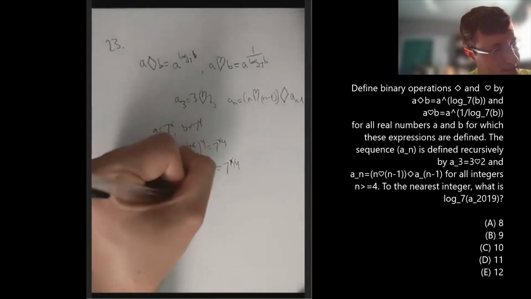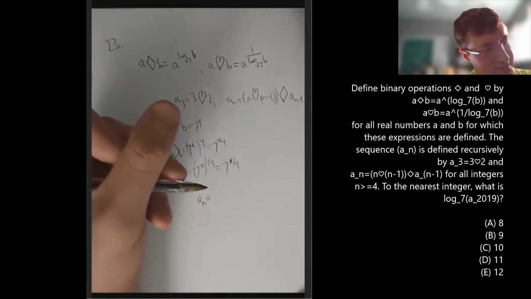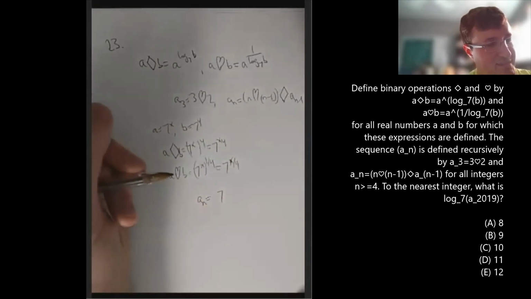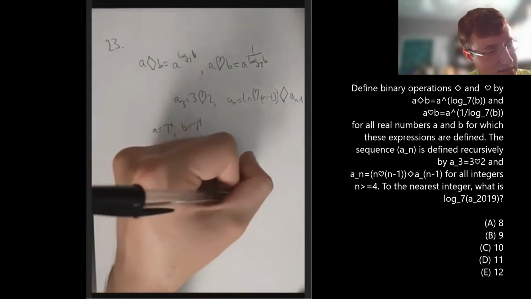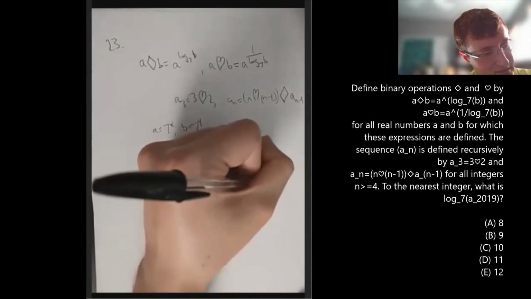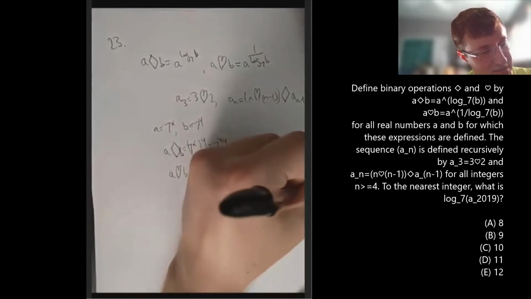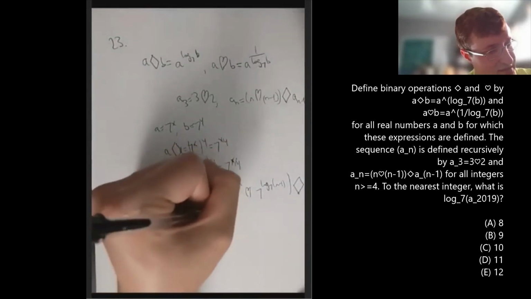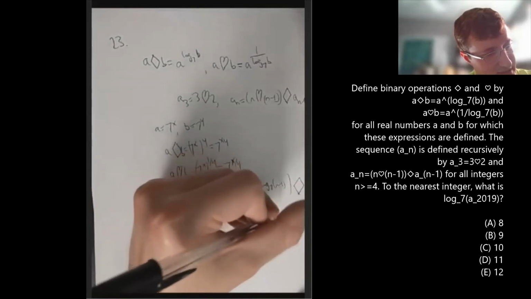Oh boy, A_N: N heart N minus 1 is 7 to the log base 7 of N heart 7 to the log base 7 of N minus 1. And then diamond, N minus 1. Okay, so that's 7 to the log base 7 of N over log base 7 of N minus 1, diamond N minus 1.